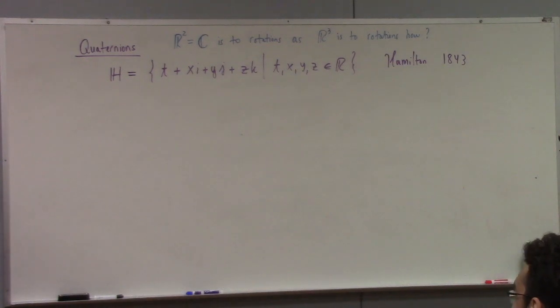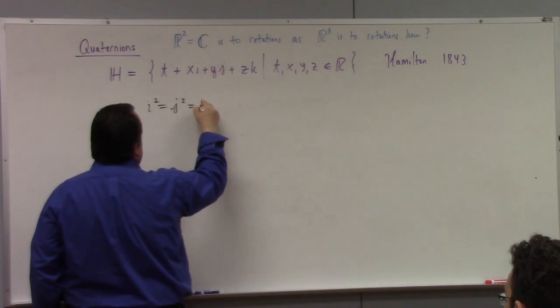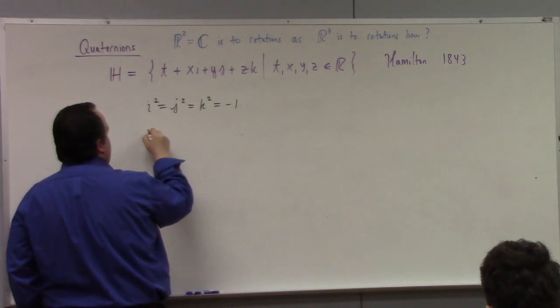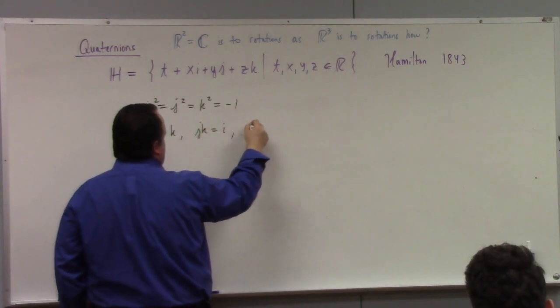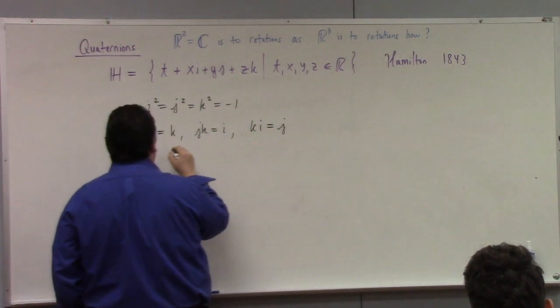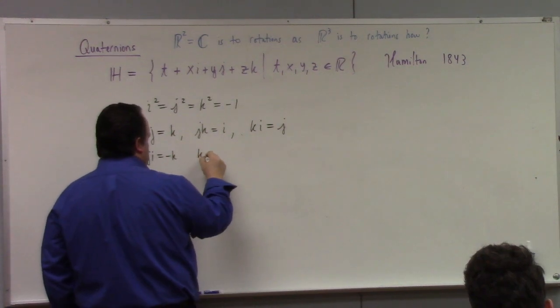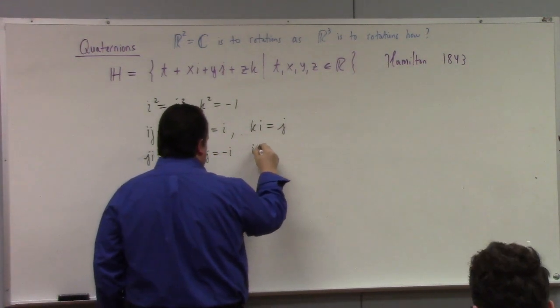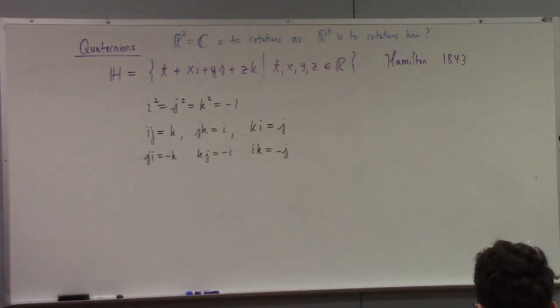And so the basic rules here are kind of funny. i squared, j squared, k squared are all -1. ij is equal to k, jk is equal to i, ki is equal to j, but ji is equal to minus k, kj is minus i, and ik is equal to minus j. What does this look like? I hope it strikes you as the cross product, right? i cross j is k, and so forth.